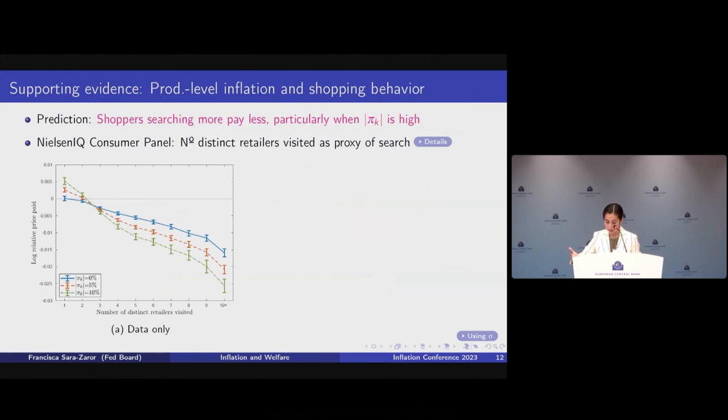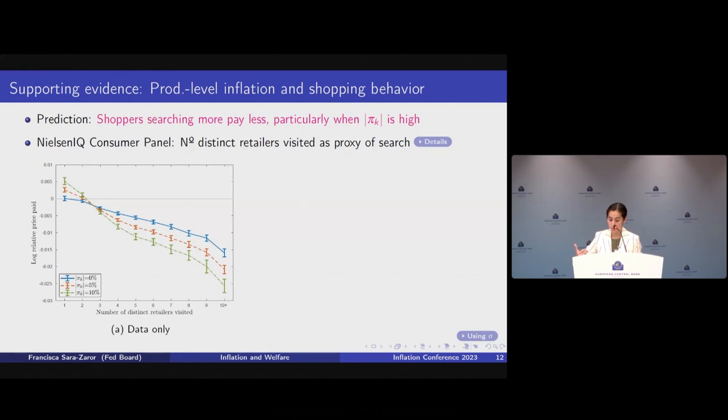And finally, let me mention very quickly, there is also shopping behavior evidence supporting the mechanism in this model. So a prediction of my model is that shoppers that are searching more, so shoppers that visit more retailers, are going to pay the lowest prices in the market. And this is going to be a stronger mechanism when absolute inflation at the product level is higher.